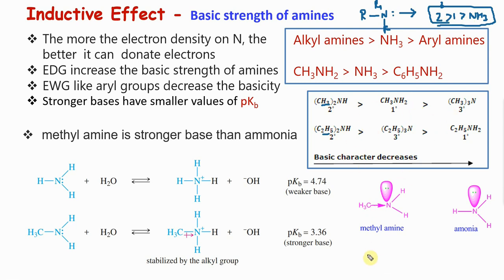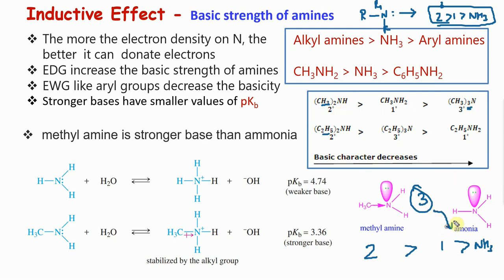So again saying it, 2 greater than 1 greater than ammonia. One methyl group, 2 methyl groups, one ethyl group, 2 ethyl groups. Now where does the 3 come? Is it methyl or ethyl? If it is methyl, 3 comes here after 1.